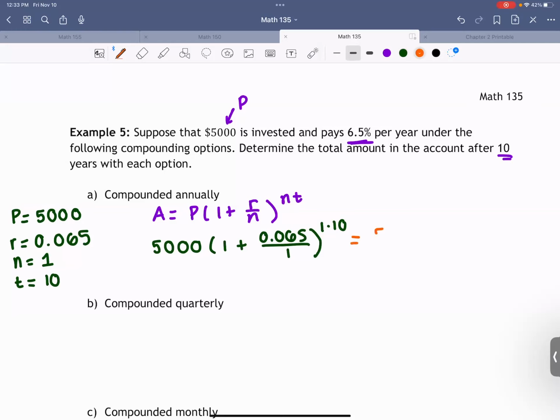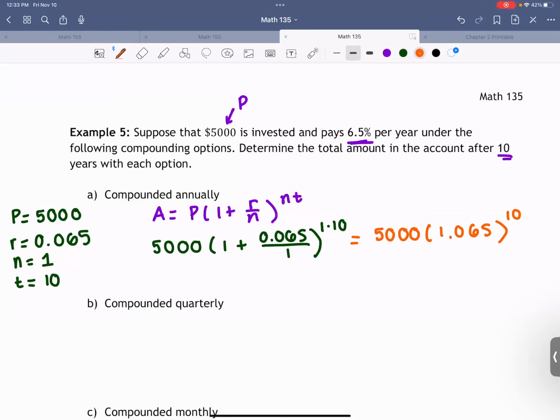So I think I can do this in my head. 1 plus 0.065 over 1, is it going to be 1.065? Do we agree on that? Yeah, okay. And 1 times 10, that's easy. That's just 10. Now, if you have a nice graphing calculator, this is really easy.